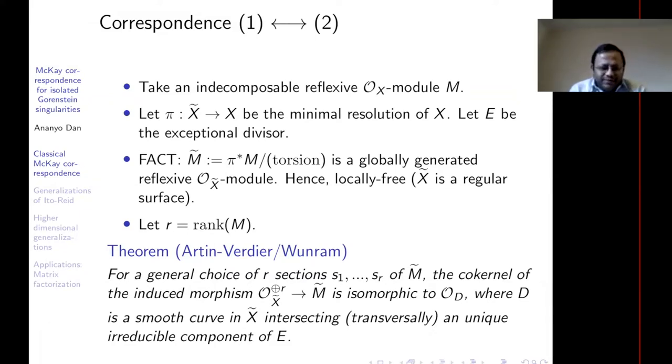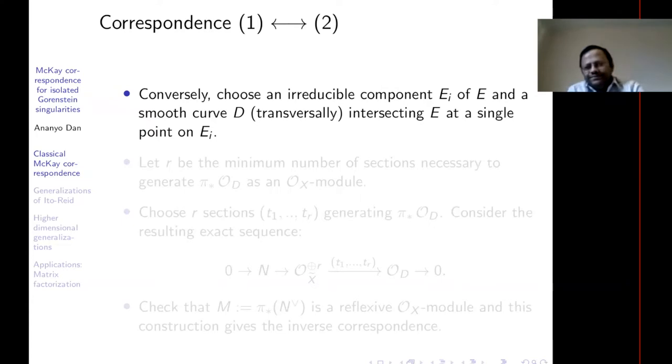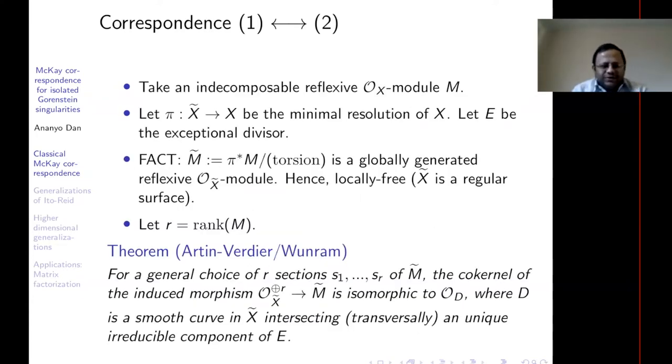Here, very importantly, what plays a role is the indecomposability of the reflexive module. Without the indecomposability, you cannot guarantee this result. So now we have gotten from a module to, now this theorem gives us a component of the exceptional divisor. So now we want to go backwards, and the backwards is almost just retracing these steps.